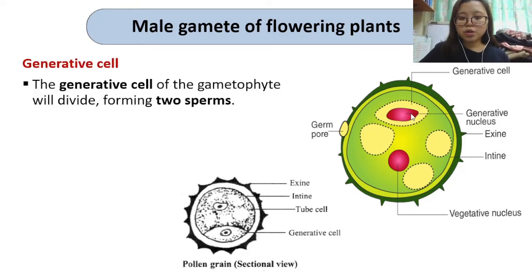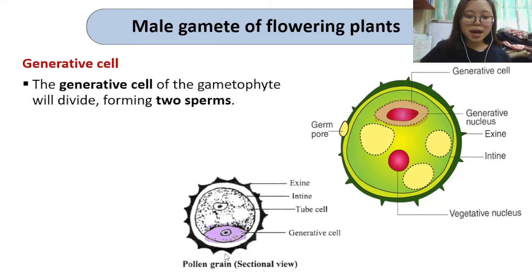Inside of the pollen grain, we will have two types of cells. The first type of cell is a generative cell. Okay, it is a generative cell of the gametophyte that will divide and form two sperms later. Kalau kita tengok dalam gambar raja ini, this part that I have highlighted in pink is the generative cell and the generative nucleus. In the black and white diagram, it is the part that I highlighted in purple.